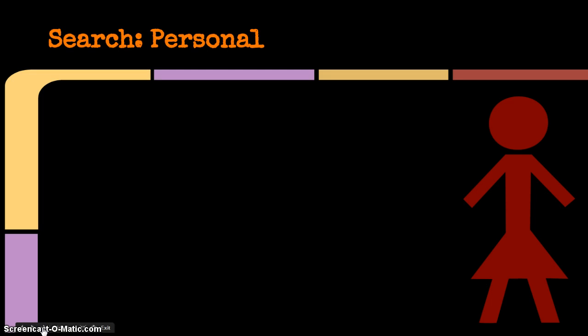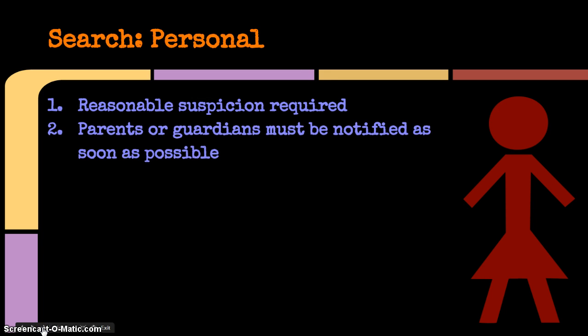The final category of searches, and probably the most serious, is the search of an actual individual, or a personal search. Reasonable suspicion is required just like all the others. And in this case, parents or guardians must be notified as soon as possible. This is a serious thing that we're actually searching the body and the clothing of an individual, and so parents need to be notified.